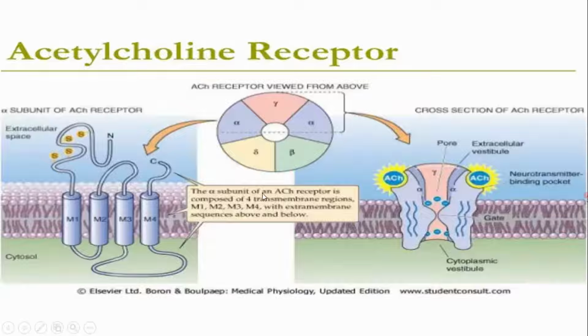The alpha subunit of an acetylcholine receptor is composed of 4 transmembrane regions, M1, M2, M3, M4, with extra membrane sequences. You can see extra membrane sequences present both above as well as below. This is the alpha subunit of the acetylcholine receptor.